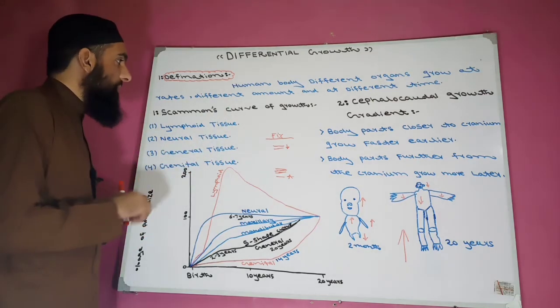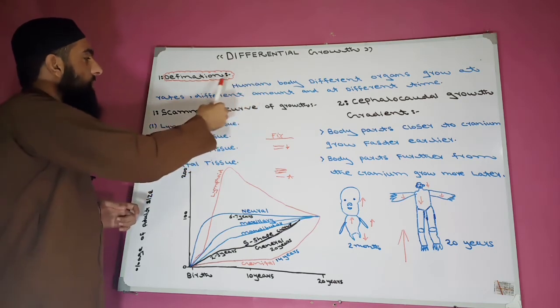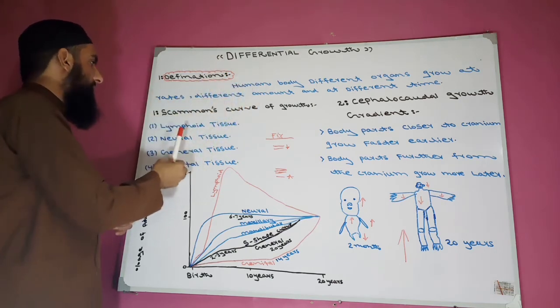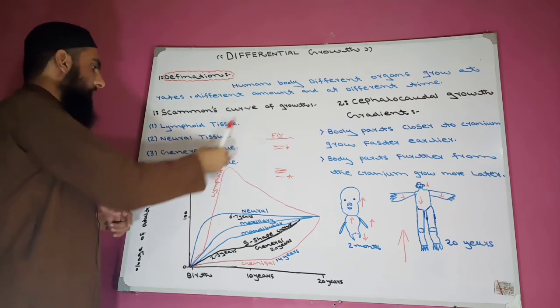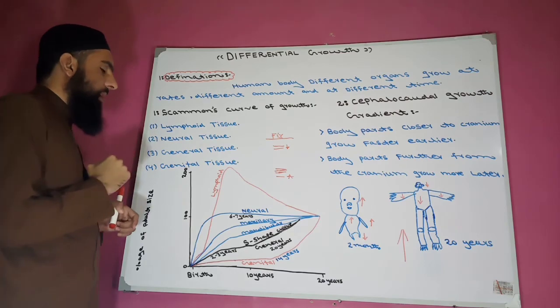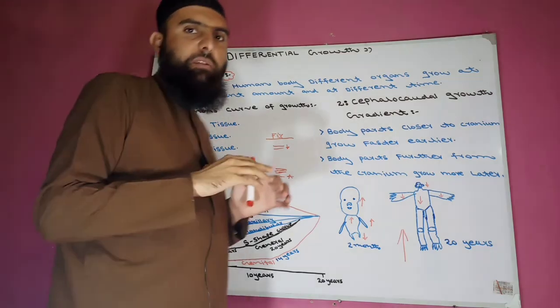Today we studied the differential growth concept, and we understood the differential growth concept by two concepts: the Scammon curve of growth and the cephalocaudal growth gradient. Now our topic is complete.